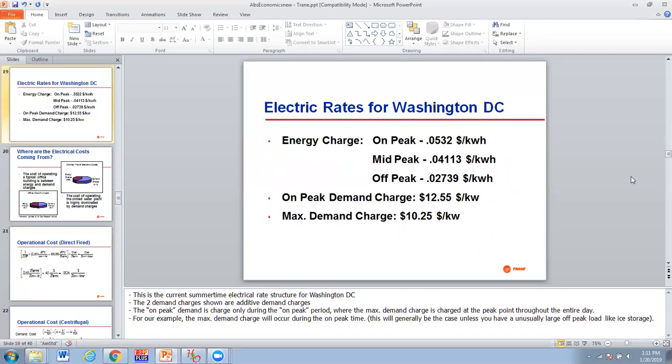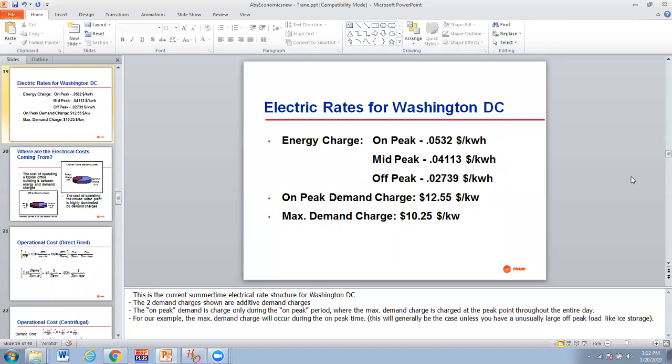Okay, so electrical rates for Washington, D.C., it's a little different than we've talked, but similar in concept. So the energy charge, they actually have three periods of the day. On peak, it's 5.32 cents a kilowatt hour. Mid peak, it's 4.113 cents a kilowatt hour. And off peak, it's 2.739 cents per kilowatt hour.